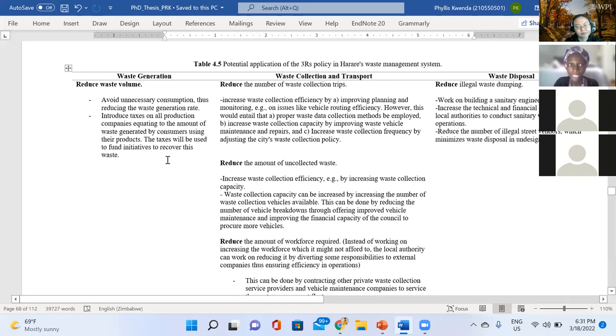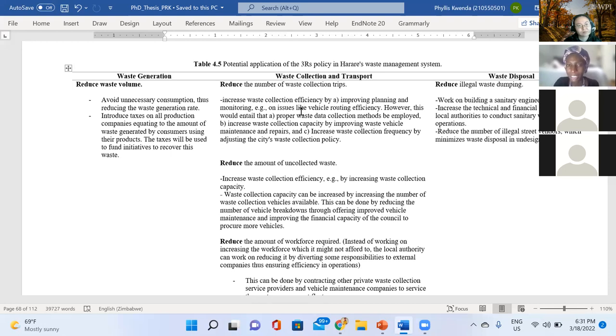So some of these issues that we saw in literature are things that they have tried to do, but it failed. For example, if they are to increase the waste collection efficiency, maybe they are to increase the number of vehicles that are available or the number of trips that they have to take to collect the waste. But this is not possible because they can't even maintain the fleet that they have due to financial issues. They don't even have enough workers to service those vehicles.